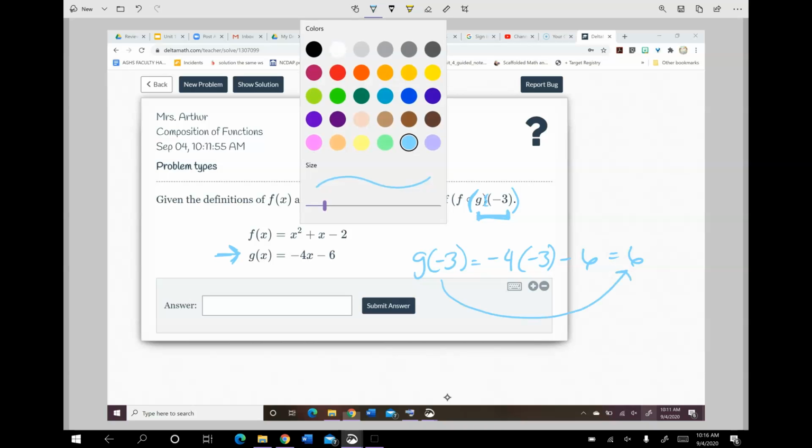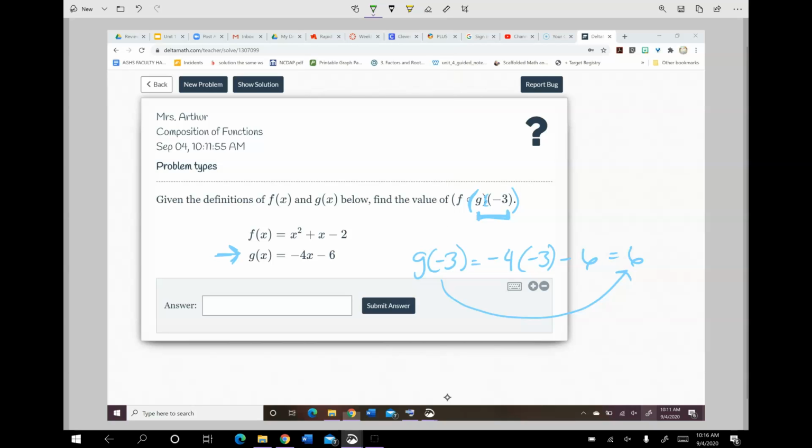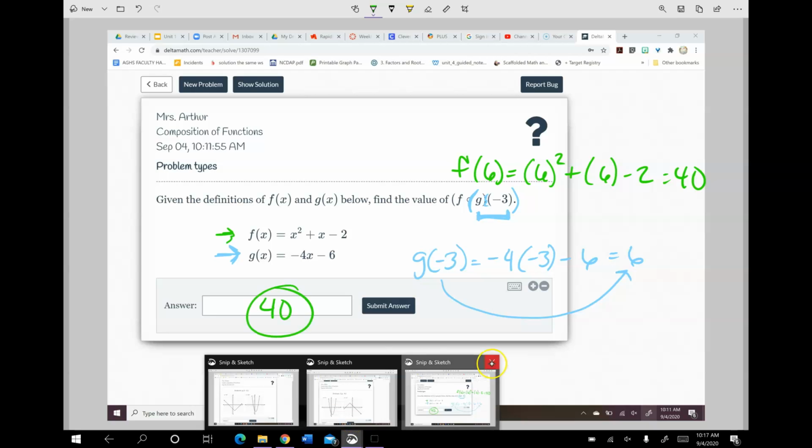So now I'm going to take that and replace g of negative 3 with 6. Because remember, when things equal each other, you can replace them, substitute them. So now I'm looking for f of 6. So I go to the f function, plug 6 in by using parentheses. So I'm going to type that in my calculator, exactly how I see it. And I get the answer to be 40. So that is my final answer, which is 40. Okay? So that's it for the equations.